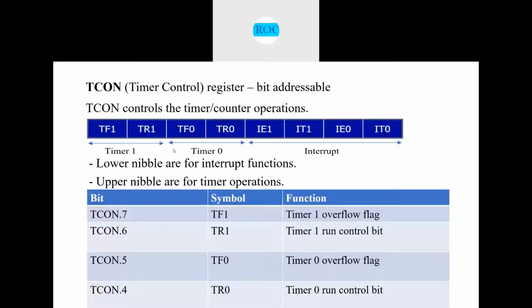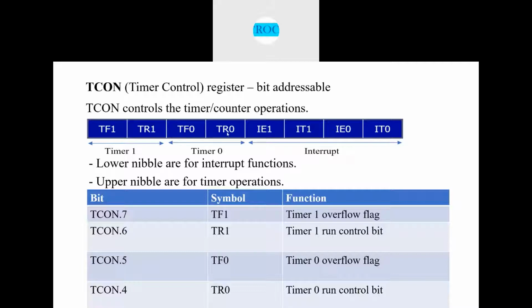The upper nibble is for timer 1 and timer 0, to control the operation of timer 0 and timer 1. You can see that bit 4 and bit 5 are the TR0 bit and TF0 bit, right? These are for timer 0. Also bit 6 and bit 7 are TR1 and TF1. These two bits are for timer 1.